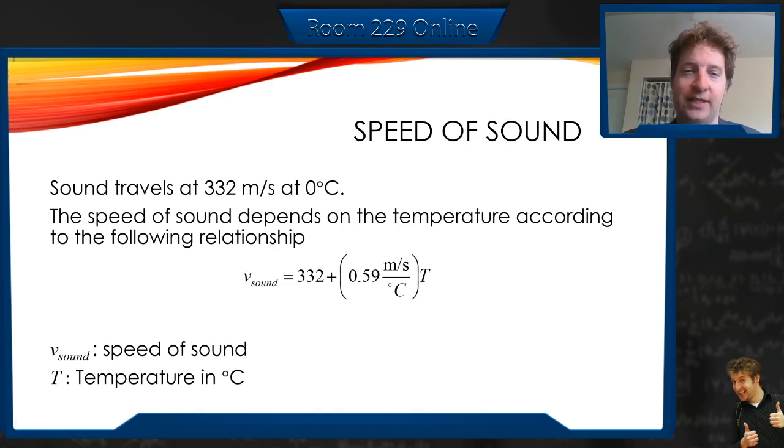Every 10 degrees, the speed increases by 6 meters a second. And that's because when you increase the temperature of the air, it becomes less dense, easier for the sound to move through it, so the speed increases. All right? So this is our formula for the speed of sound that you're going to need to know.